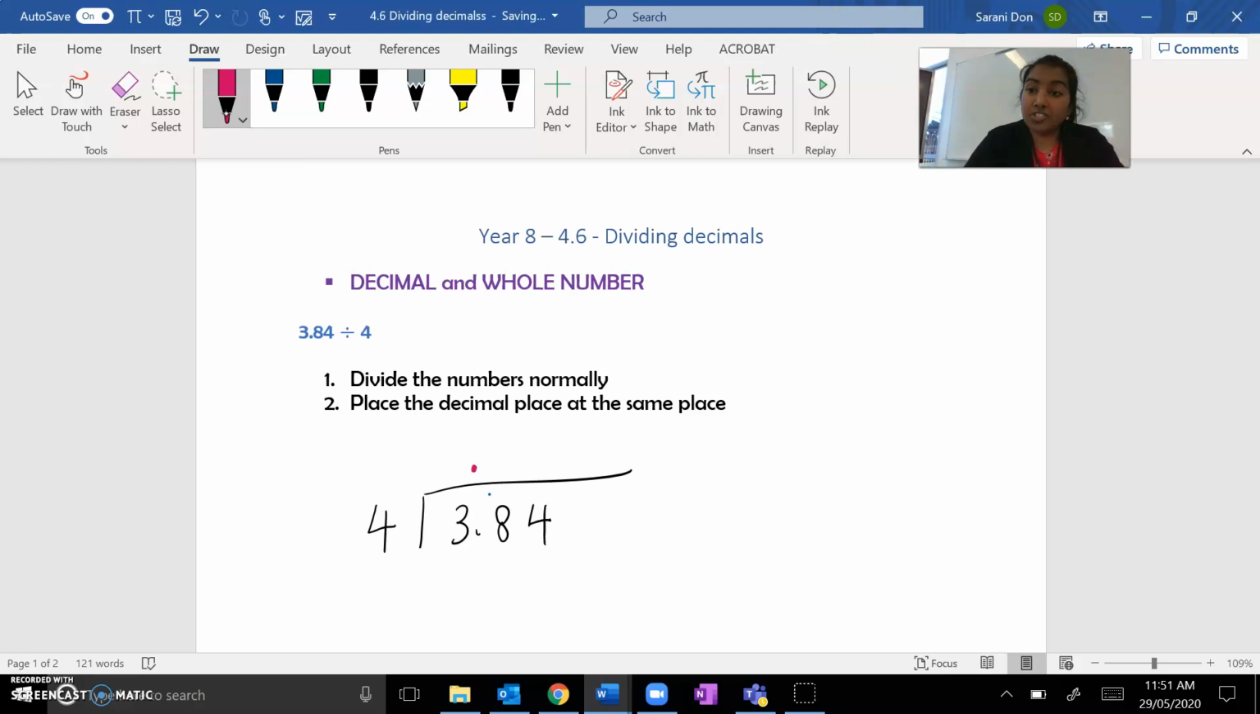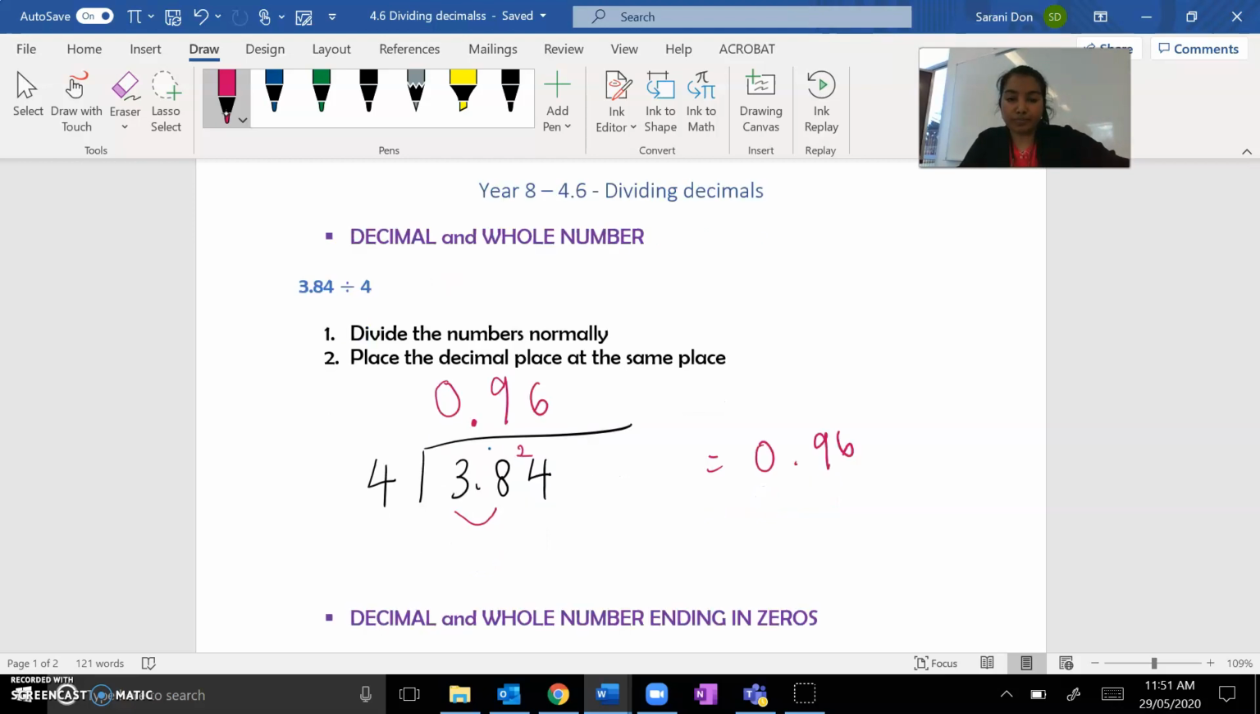And what you do is you just divide normally. 4 into 3 is 0. Then you leave the decimal as it is. Then you go 4 into 38. That's 9, remainder 2. And 4 into 24 is 6. So the answer is 0.96. That's one of the easiest scenarios, where one of them is a whole number and the other one is a decimal. You divide them normally, the decimal remains in the same spot. So that is the first scenario.